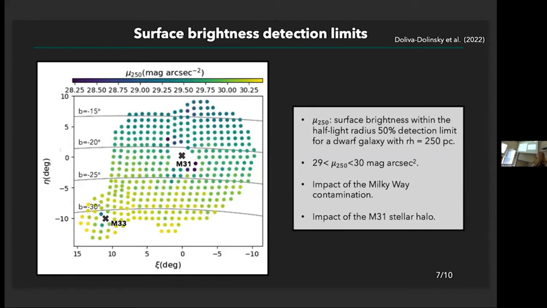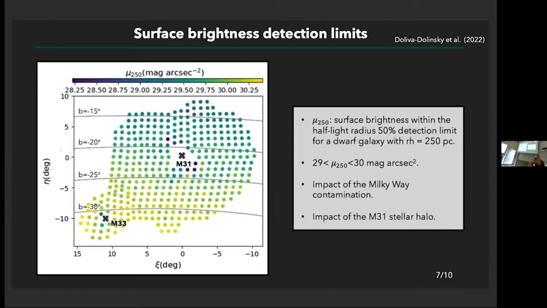So here, the color code shows these limits for a galaxy of size 250 parsec. Each point on the panel here represents a field of the survey. And so we can mainly see two things. The first one is that the limit is of order 29 to 30 magnitude per arcsecond squared. And then we also can see that this limit varies as a function of the position in the survey.